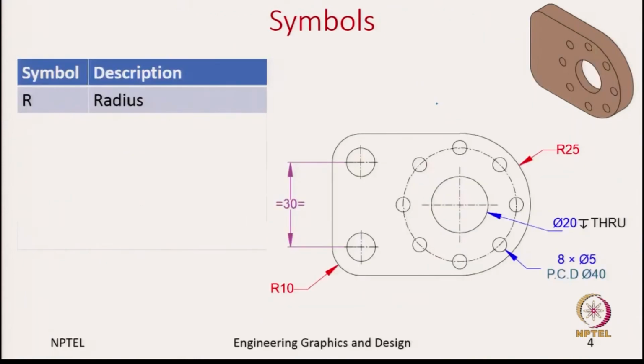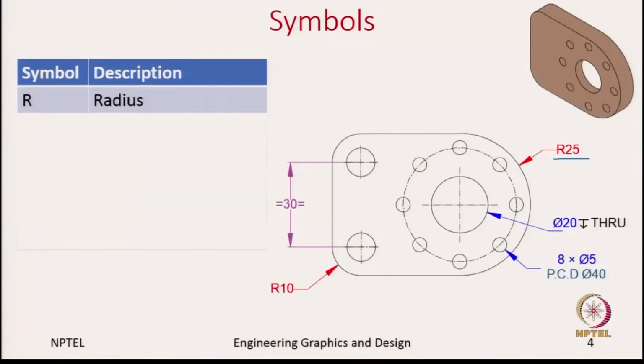We will start with symbols and see what are the various symbols one can use. In the previous slide, I already showed you two symbols. One is R for radius. Here I am using it to say that this is a circular arc of radius 25, and phi for diameter. For example, here the inner circle we are saying the diameter is 20 units. We will come back to this in a moment.